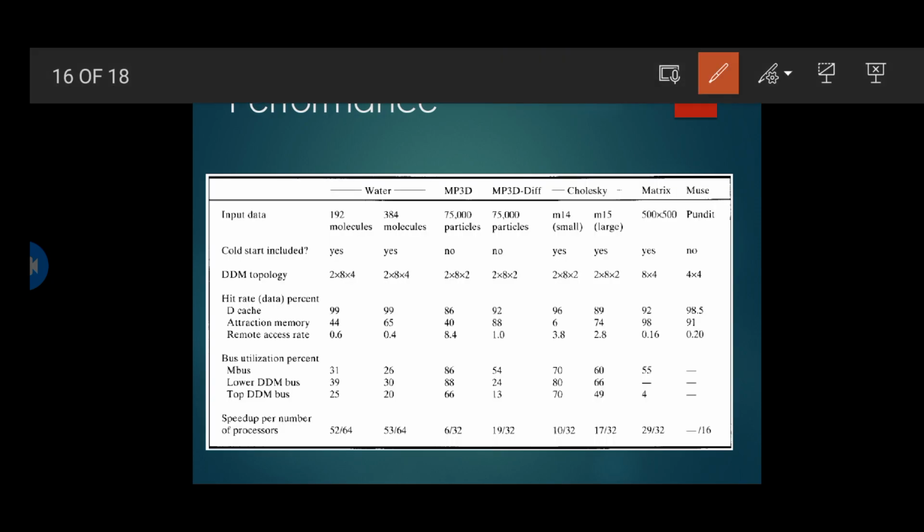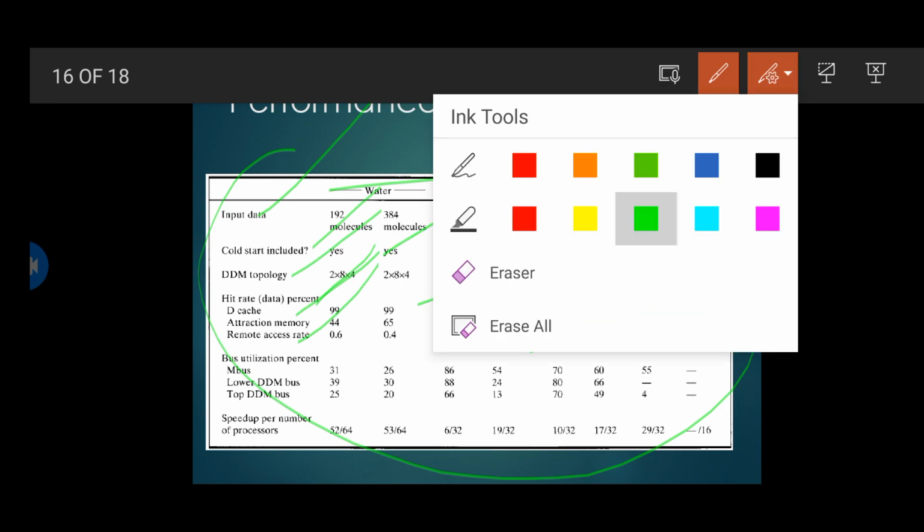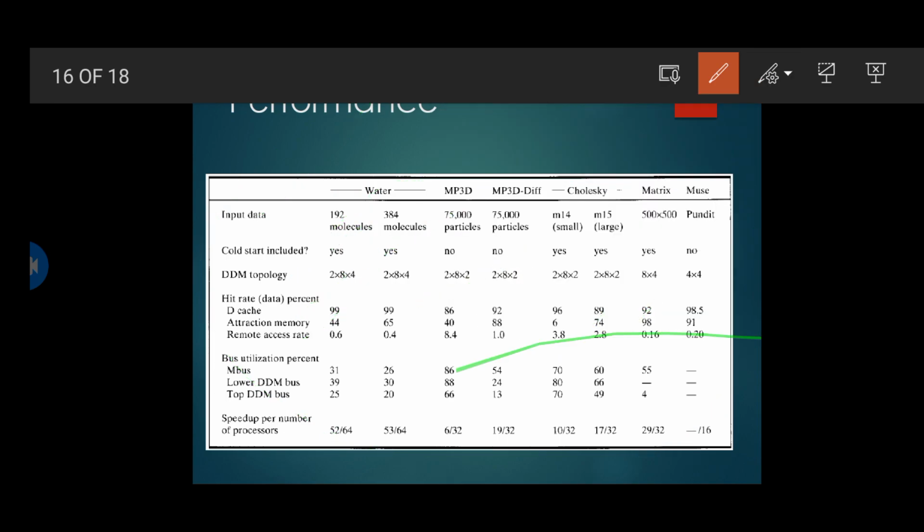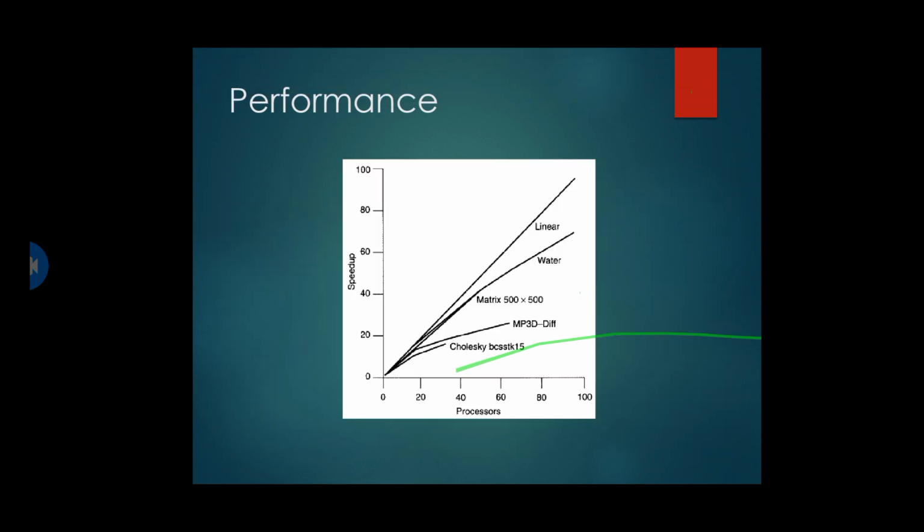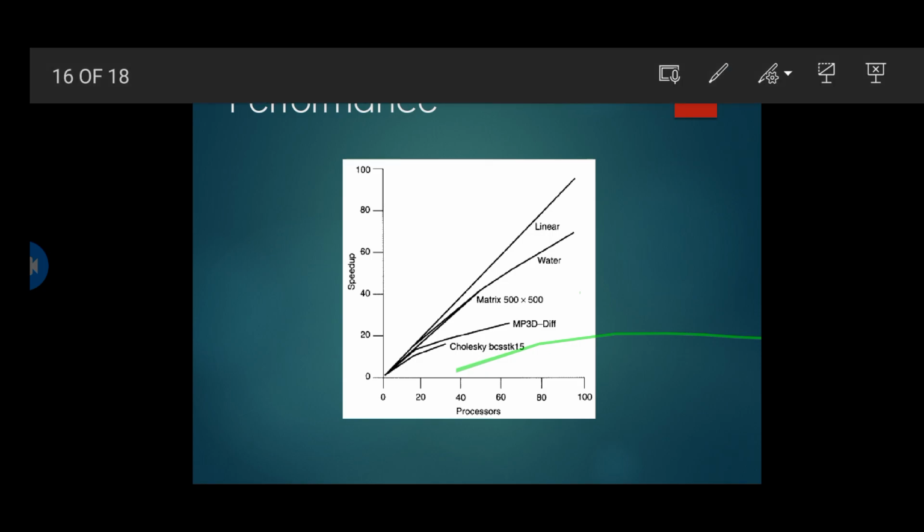You can see the performance on my screen. You can compare the performance by analyzing the graph for various input data. The data includes DDM topology, hit rate in the processor data cache, attraction memory, and remote access. You can compare each of the speeds from the data given here. Now let us see the graph for this table. This is the graph for the performance of the cache only memory computer. You can compare the cache only memory with others by using the earlier table.